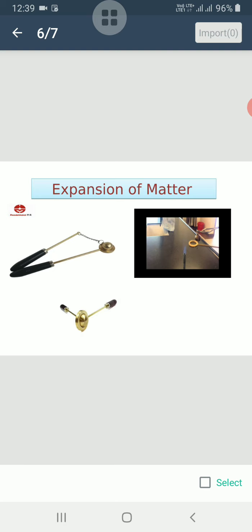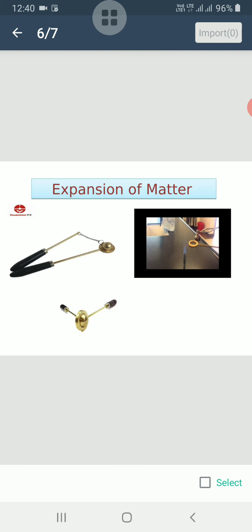We can also perform an activity with the ring and ball apparatus. We have to take an iron ball and an iron ring. The size of the ball should be slightly more than the ring so that it cannot pass through the ring. Now heat the ring without the ball. When we heat it for a few minutes, it expands.